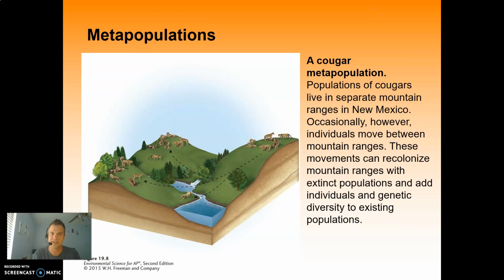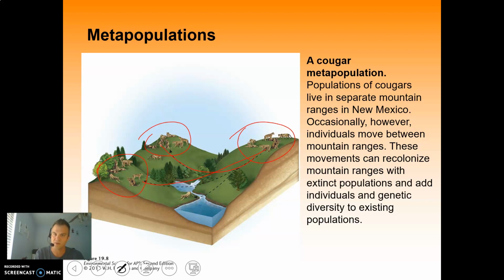So you can see here, this is a cougar metapopulation. Cougars live in separate mountain ranges in New Mexico. Occasionally, however, individuals move between those mountain ranges. As you can see, there are spatially different mountain lions. Okay, they'll have different genetics because they have lived in those areas for a certain amount of time. Occasionally, individuals will move between the mountain ranges, and will interbreed with the other populations.